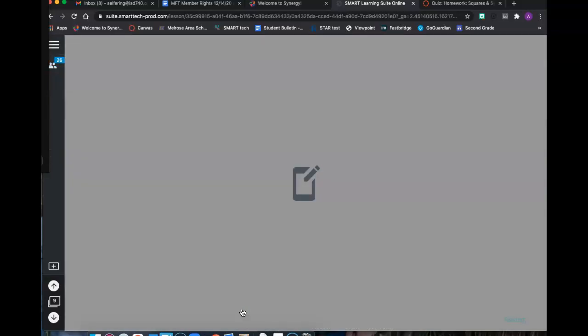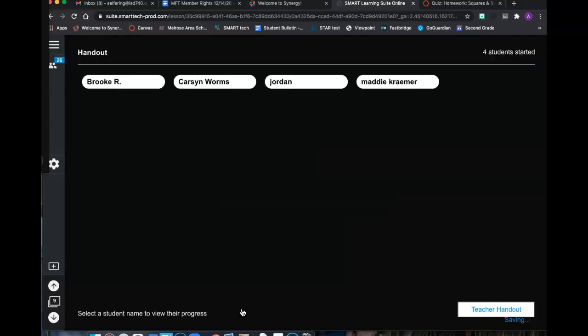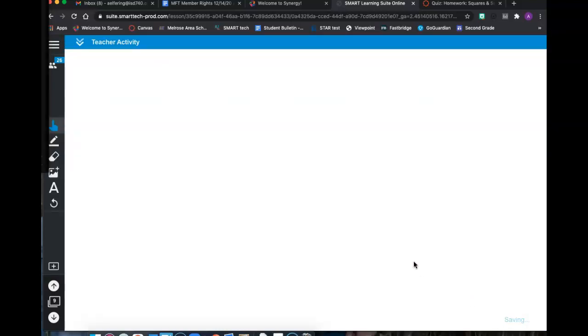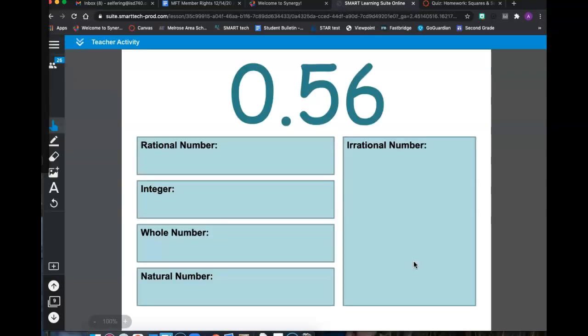Again, it's 0.56. The decimal ends, so that means it terminates. So go ahead and click start. Where would you put that decimal? And again, it only belongs in one category. Okay, this is a nice decimal though, so some of you might change your mind. This is a nice decimal. It ends. It terminates. So think about where a terminating decimal would go.